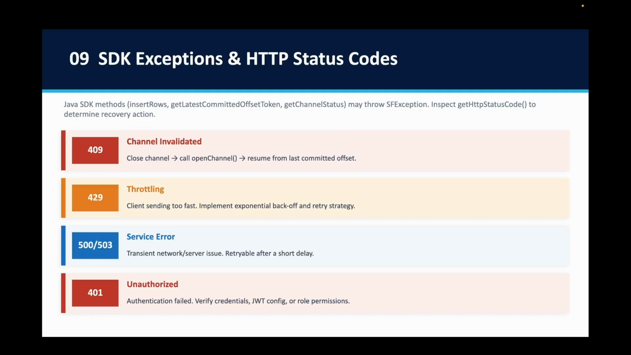If there is 429, which is more related to throttling, client sending too fast, implement exponential backoff and retry strategy. 500 or 503 service error, which means transient network or server side issue, retriable after a short delay would fix the problems. 401 is unauthorized, authentication fail. Verify the credentials, JWT config or role permissions.